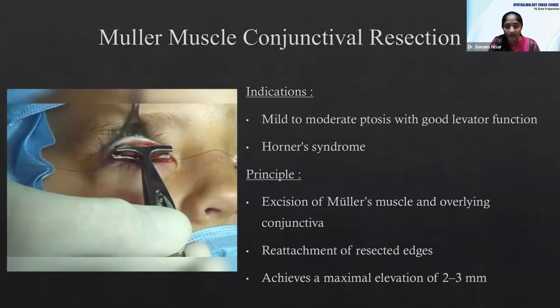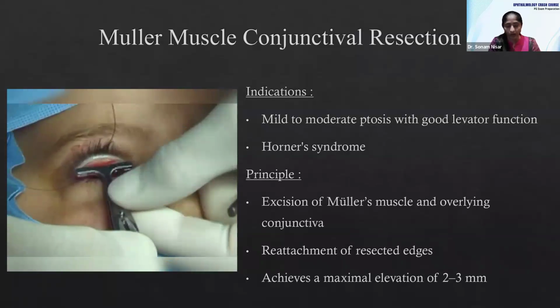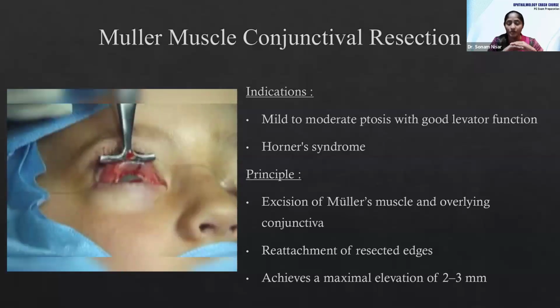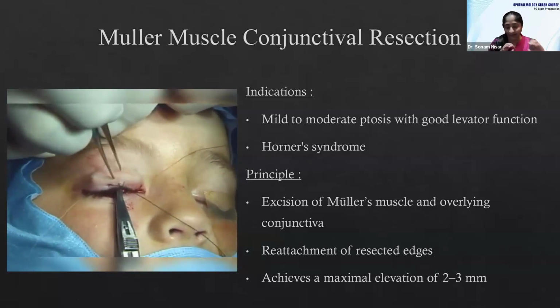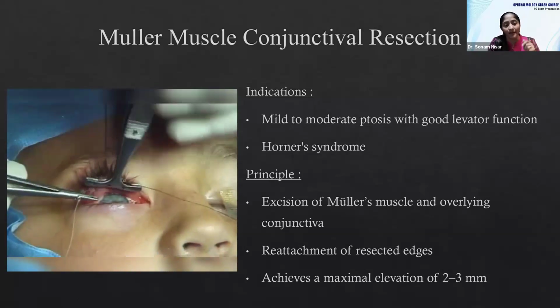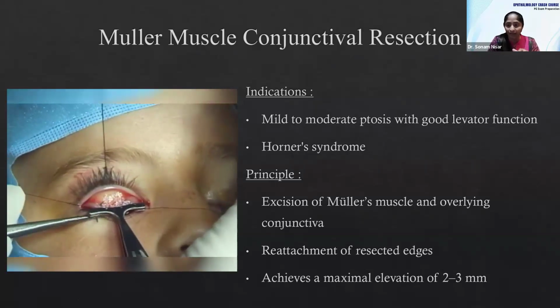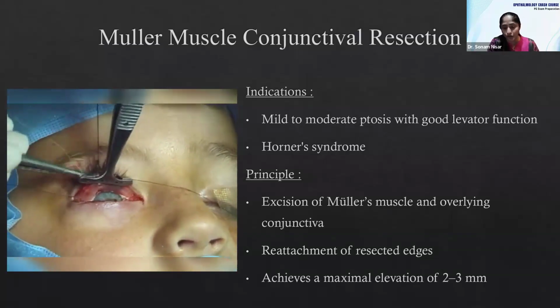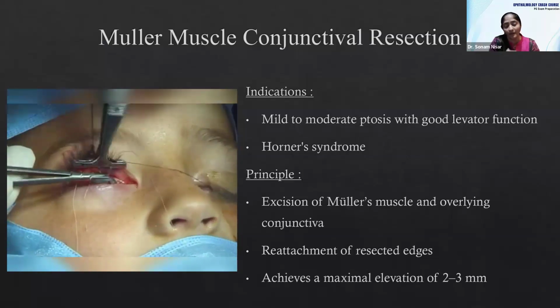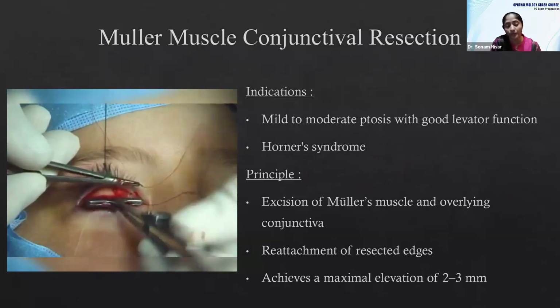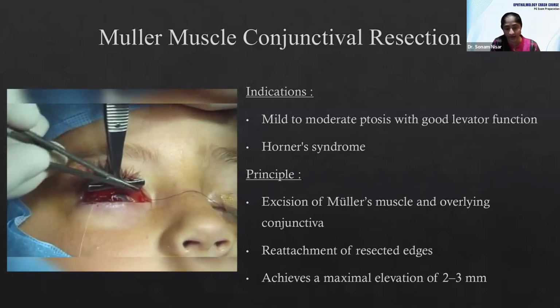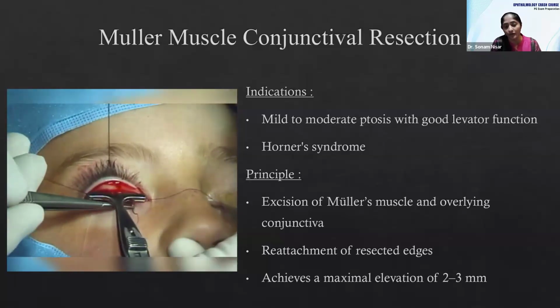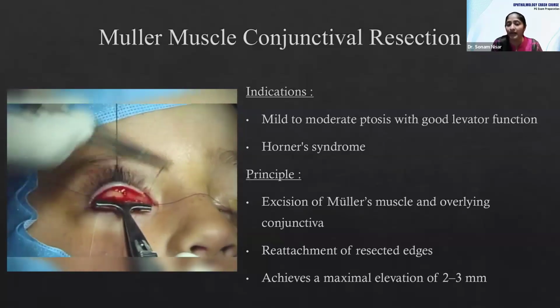What's the principle here? You invert the lid, identify the Müller's muscle, which is on the superior border of the tarsus. It's attached there. This is a very important instrument, and that's a Putterman clamp that you use to clamp the muscle. And then you excise it. And then you take continuous sutures to close the residual defect which is there. This will give you a good lift of about 2 to 3 millimeters and can be done in moderate ptosis with good levator function.